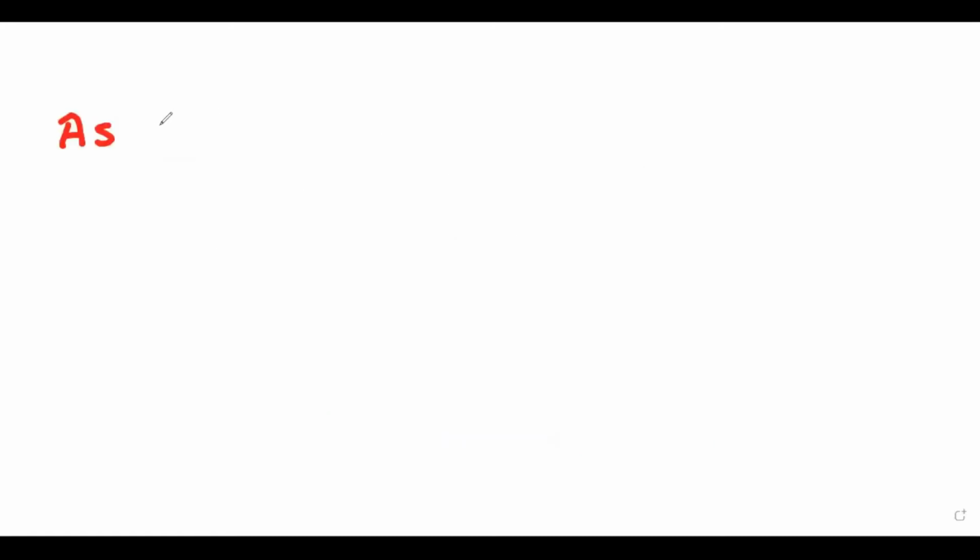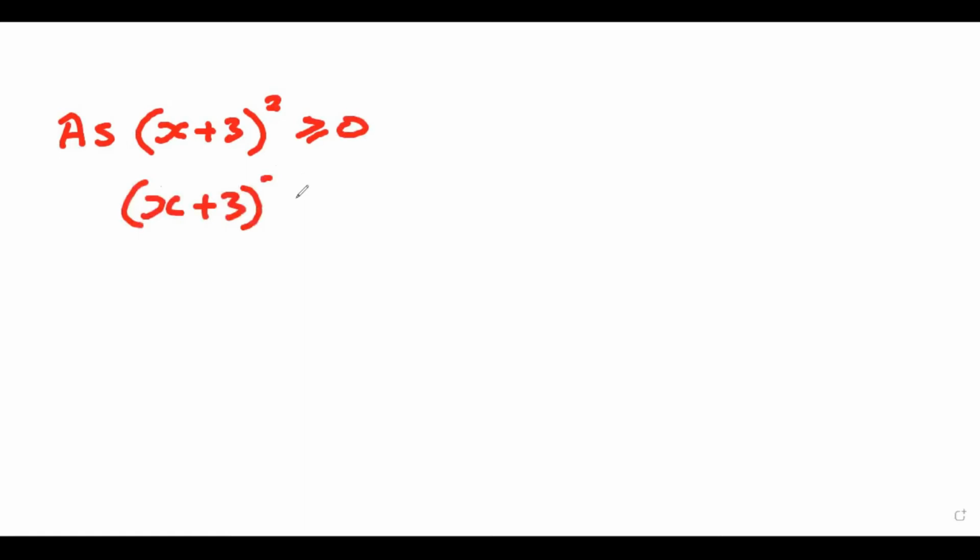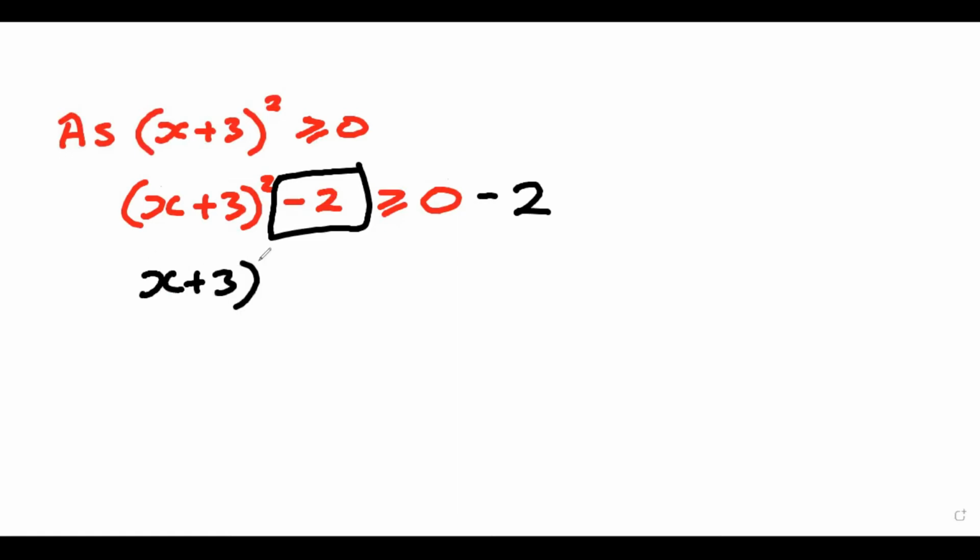So as what is in the bracket, which is x plus 3 all squared, we know that it is greater than or equal to 0. Therefore, x plus 3 all squared minus 2, which is the completed form of completing the square, is also greater than or equal to minus 2. So because we added the minus 2 here, we have to put the minus 2 on there. So anything we do to the left-hand side, we have to do to the right-hand side. So now we have x plus 3 all squared minus 2 greater than or equal to minus 2.